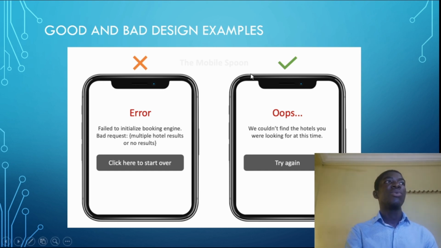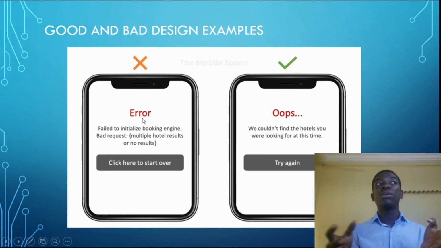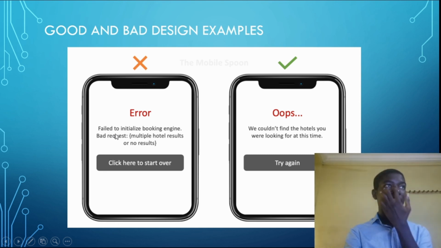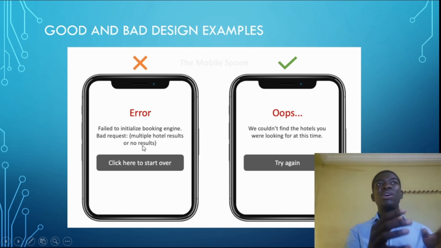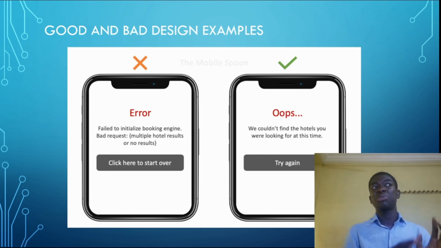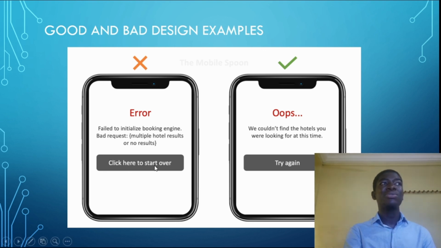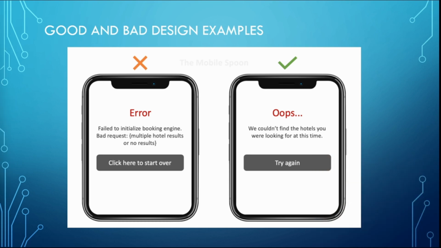Over here we have one design which is a bad design. An error has popped up when a user tried looking for a hotel to book. This is the error message that is given: failed to initialize booking engine, bad request, multiple hotel results or no results. When a user reads this, he finds it difficult to understand what the system is trying to tell him, and then click here to start over. Start over from here, from where? Do you get it? So this system becomes complicated when a user is using it.